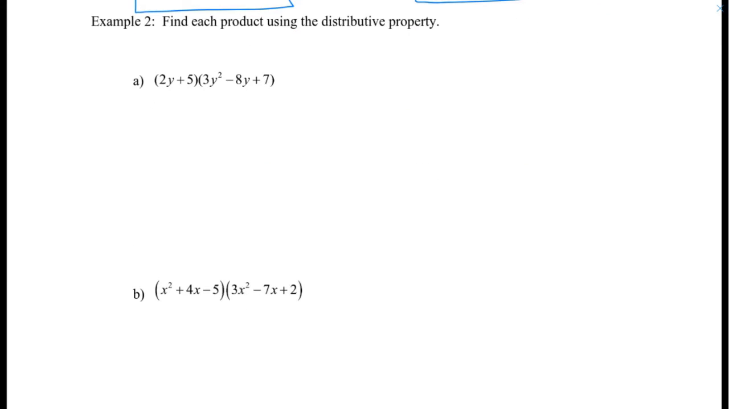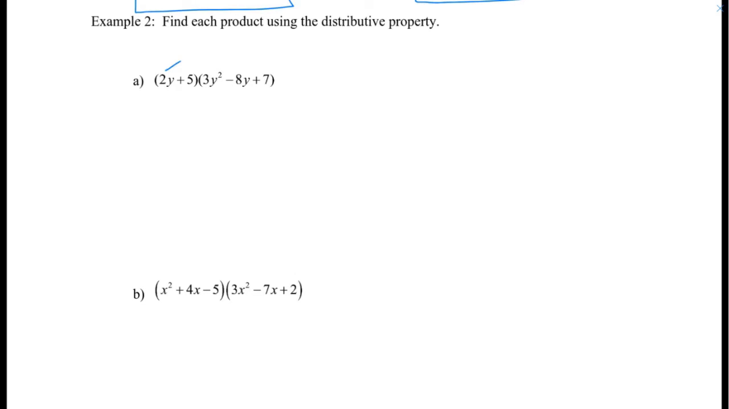All right, so let's get into the fun problem. Now we're going to multiply multiple terms times multiple terms. In this first one, we have 2y plus 5, a binomial, times 3y squared minus 8y plus 7. We can't really use FOIL here because FOIL only uses 4 terms, which is why I often don't use that method. I like to think of it more as distributing. So we're going to take each term from this first binomial and distribute it through to the trinomial that it's being multiplied by.